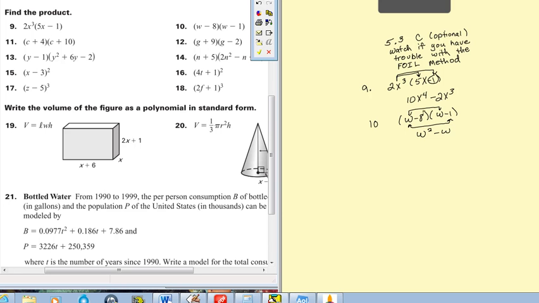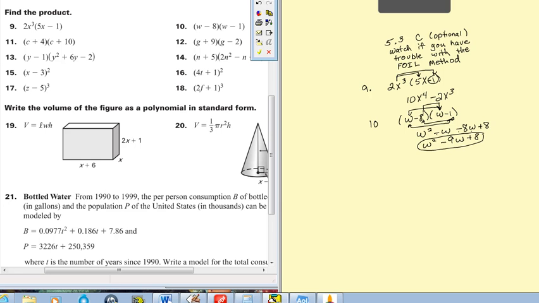Multiply the inside. Negative 8 times w is negative 8w. And then multiply the last terms. Negative 8 times negative 1 is positive 8. Then I'm going to collect like terms. These two middle terms are both plain w's, so I can add them together. So negative w plus a negative 8w is minus 9w plus 8. And that would be my final answer.